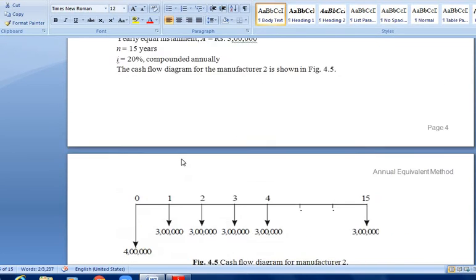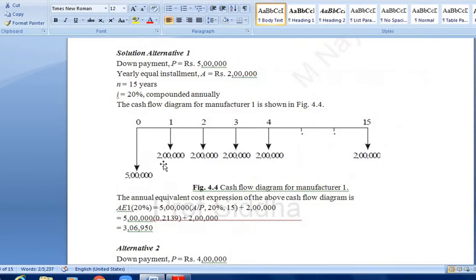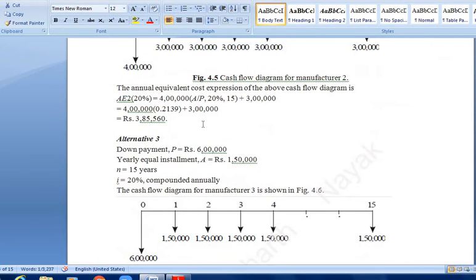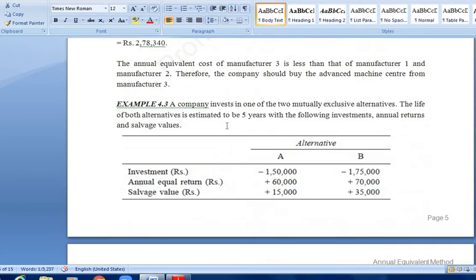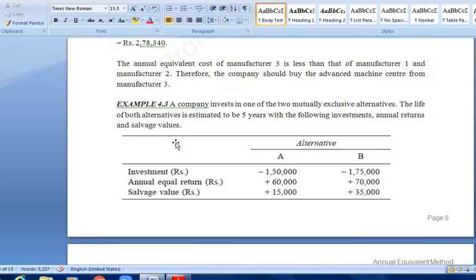So if you compare the annual equivalents of first, second and third: first is 3,06,000, second 3,85,000, third is 2,78,000. Comparing all three, we come to know that the third one is the least cost. So the annual equivalent cost of manufacturer 3 is less than that of manufacturer 1 and manufacturer 2. Therefore, the company should buy the advanced machine center from manufacturer 3.